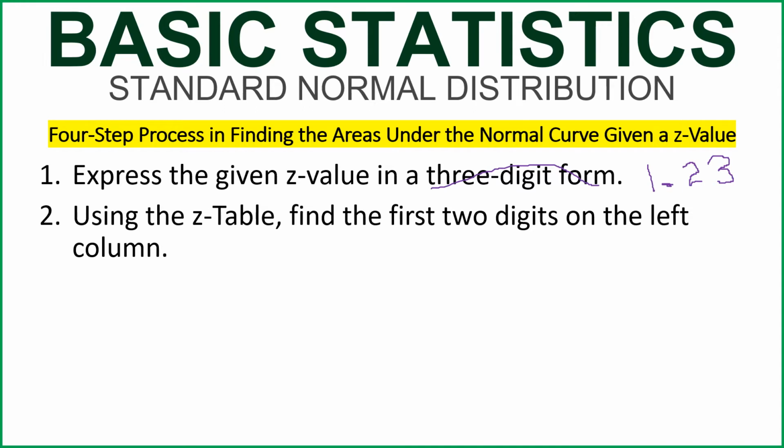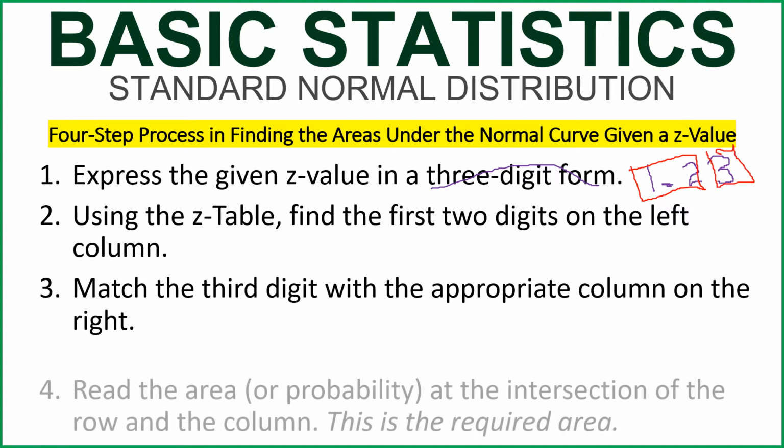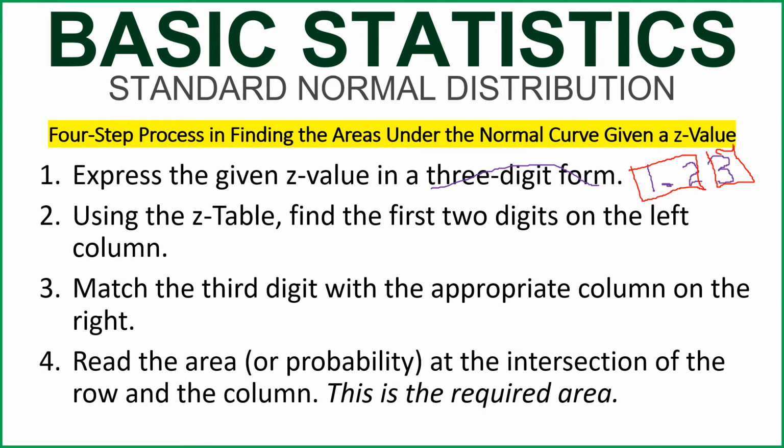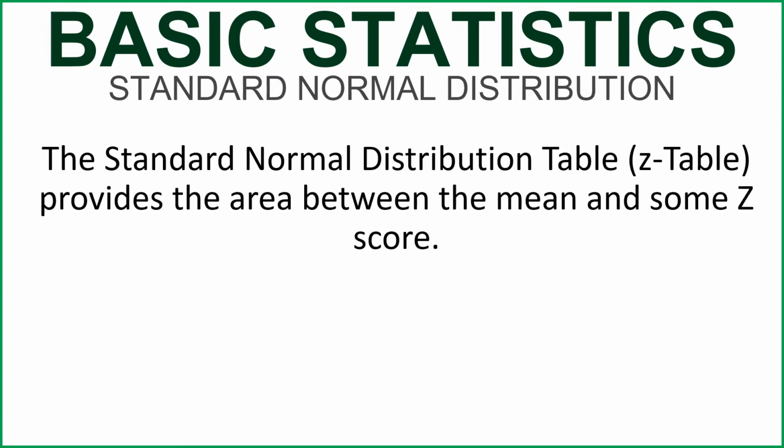So, find the first 2 digits on the left column. So, nasan yung 2 digits muna natin? Ito, 1.2. This is our 2 digits. Then, match the third digit with the appropriate column on the right. So, yung third digit natin is yung 3. So, ayun. Then, after that, you can represent your area either in a 4-digit value or percentage. So, para mas malinaw, magbigay tayo ng example.